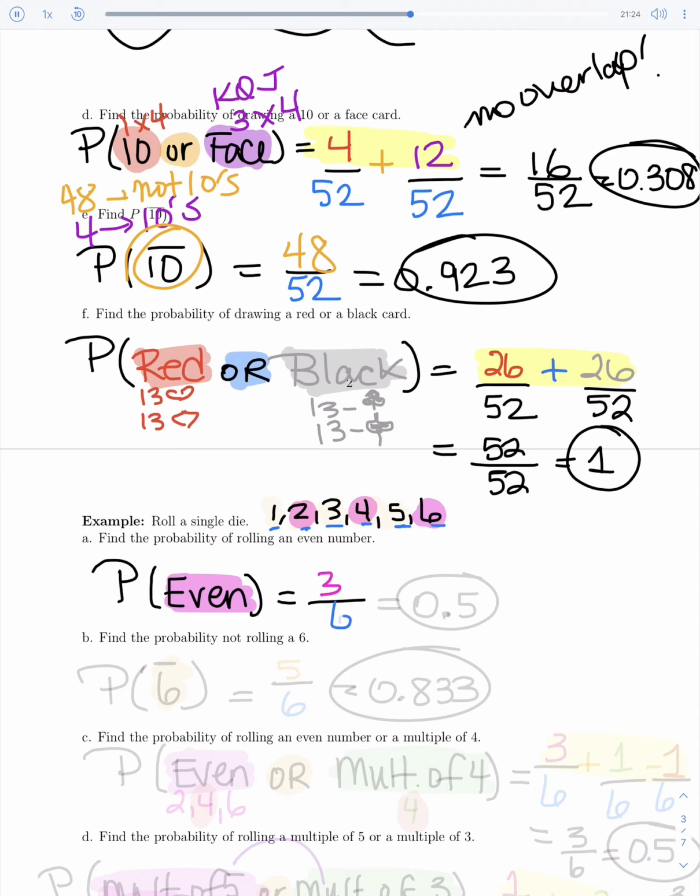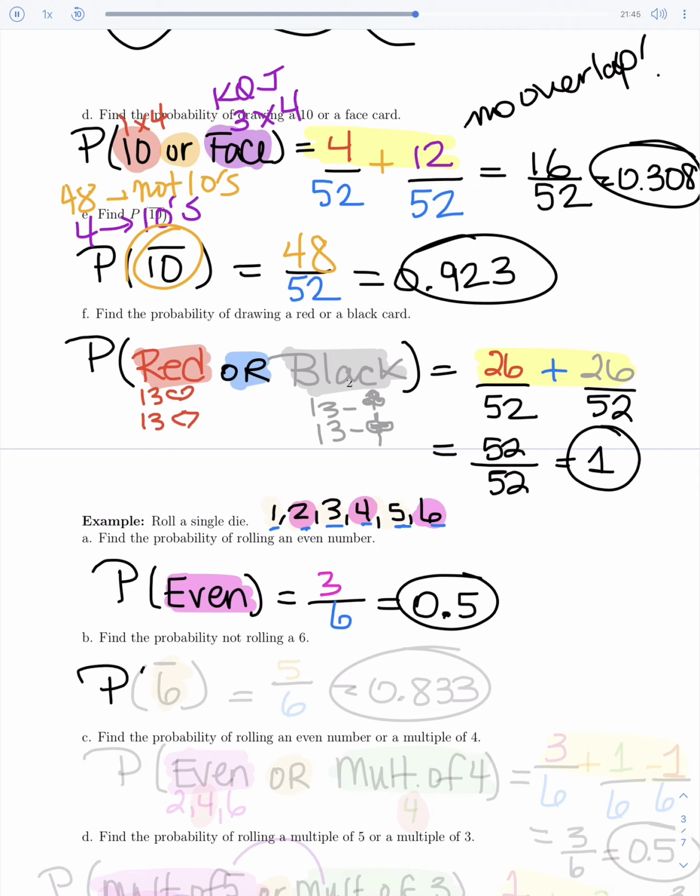So 6 options. So out of 6, if you divide 3 divided by 6, you get 0.5. That's our probability. You got a 50-50 chance, in other words, of rolling an even die. Let's take a look at this next one.